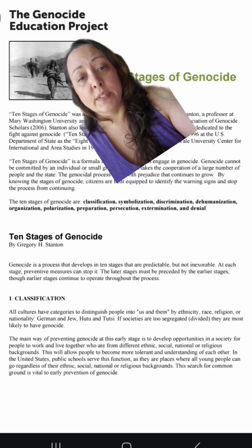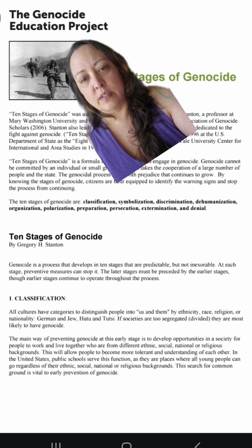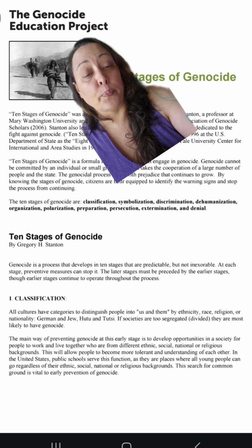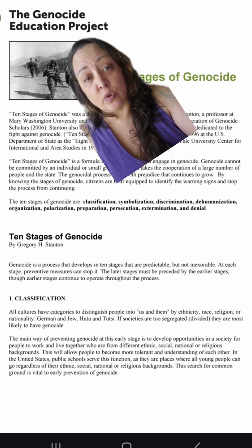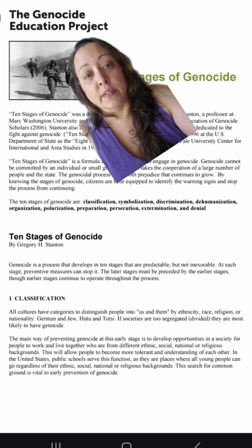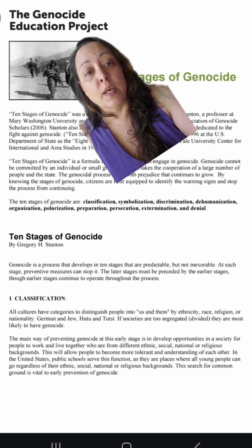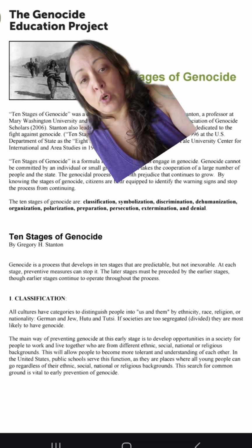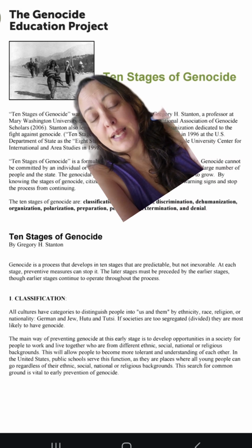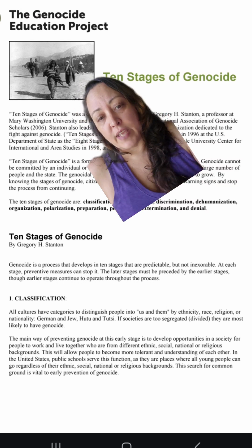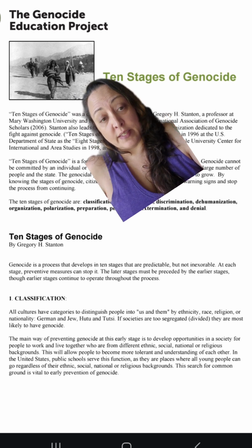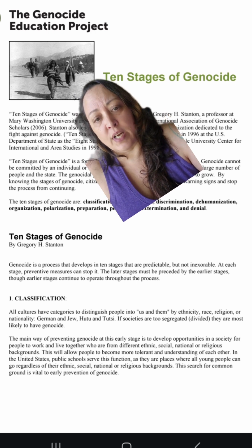So here we go, the 10 Stages of Genocide by Gregory H. Stanton. Genocide is a process that develops in 10 stages that are predictable but not inexorable. At each stage, preventative measures can stop it. The later stages must be preceded by the earlier stages, though earlier stages continue to operate throughout the process. Number 1, classification. All cultures have categories to distinguish people into us and them by ethnicity, race, religion, or nationality.